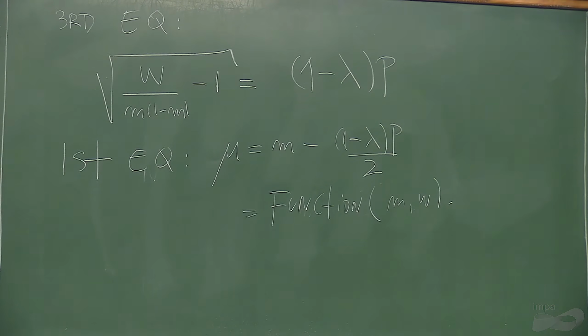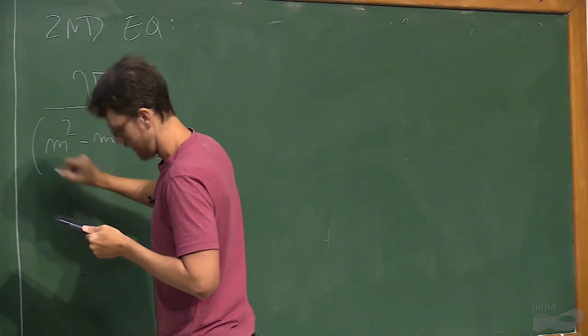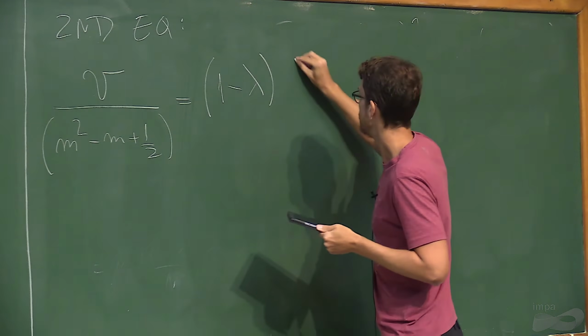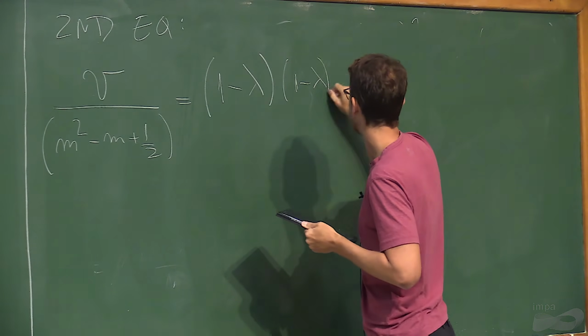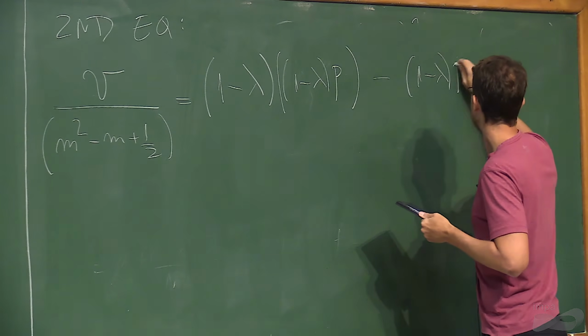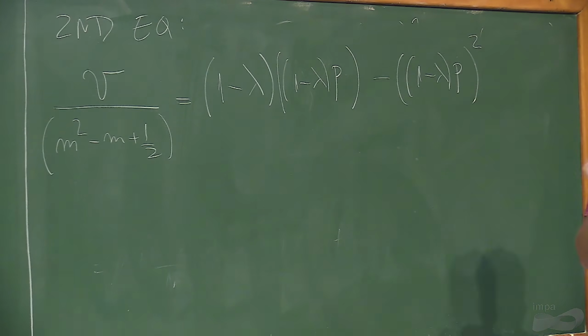But then, if now I look at the second equation, it gives me that v, if I divide by m squared minus m plus 1/2, this is equal to, let me write it in this way, 1 minus lambda times 1 minus lambda times p, so that's something together, minus 1 minus lambda p squared. Do you agree with that?